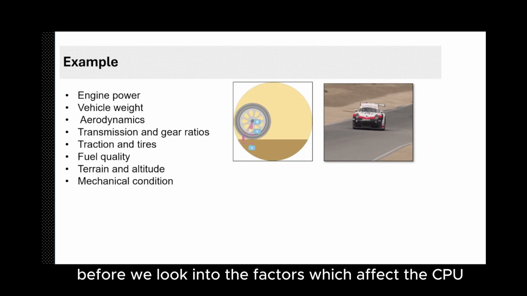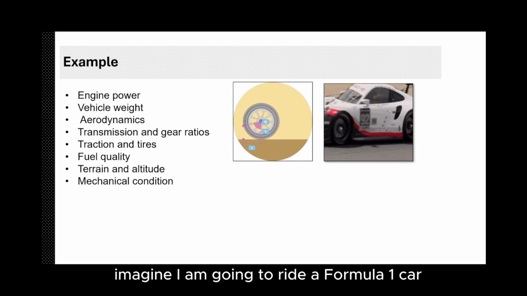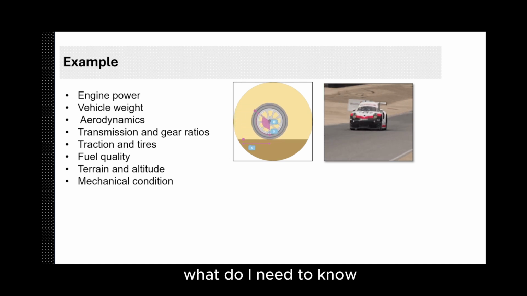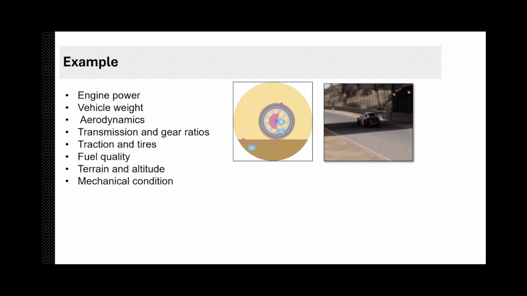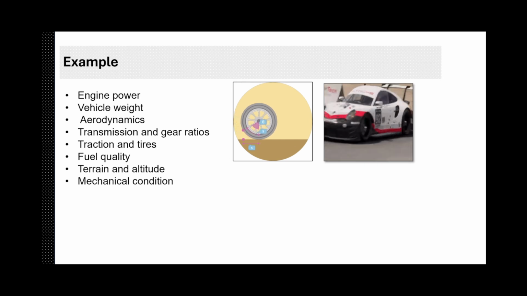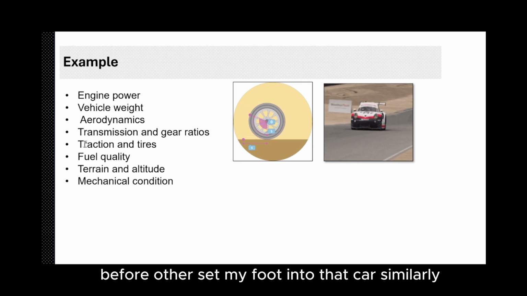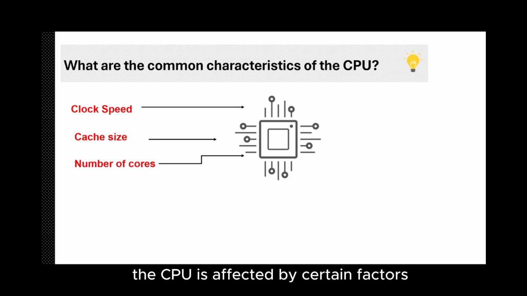So before we look into the factors which affect the CPU, imagine I am going to ride a Formula One car. Before I put myself into that car, what do I need to know? I need to know the engine power, the weight, the aerodynamics, the transmission, the tires, the fuel quality, the terrain, and the mechanical conditions before I will set my foot into that car. Similarly, the CPU is affected by certain factors. These factors are clock speed, cache size, and number of cores.